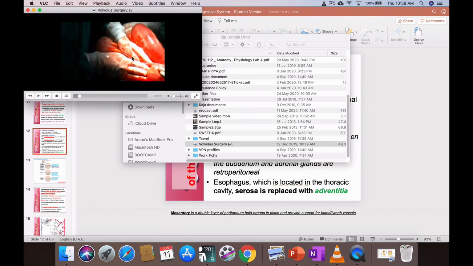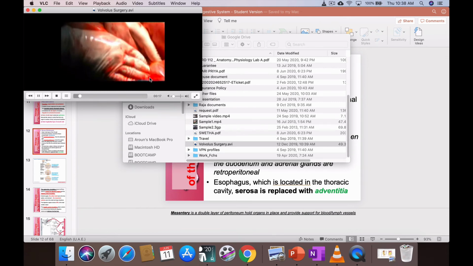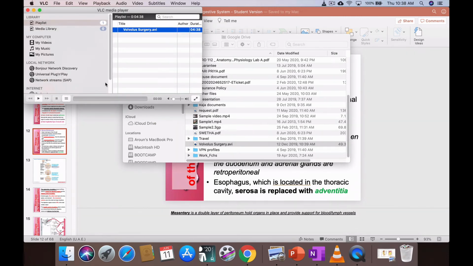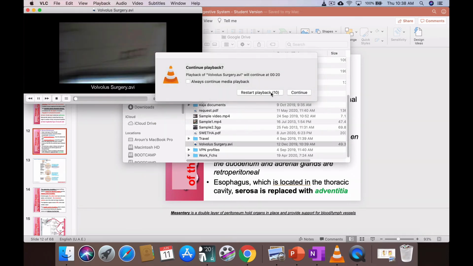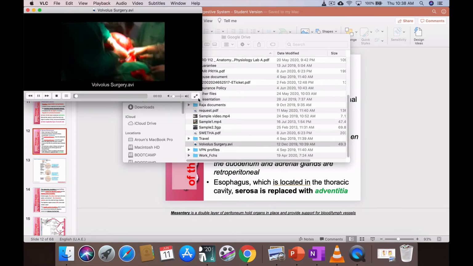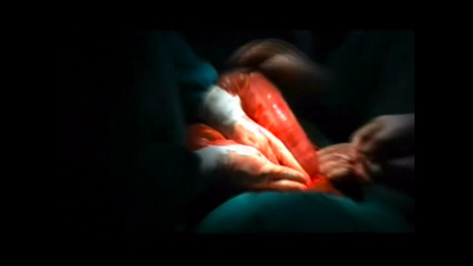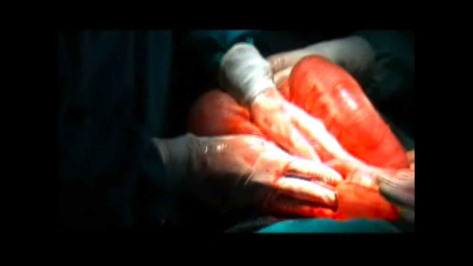Students, what you see here is the large intestine. We are doing a surgery, me and my head of the department. This is the large intestine. Actually the intestine got twisted, and we call this volvulus. When the intestine gets twisted, we call that condition volvulus.